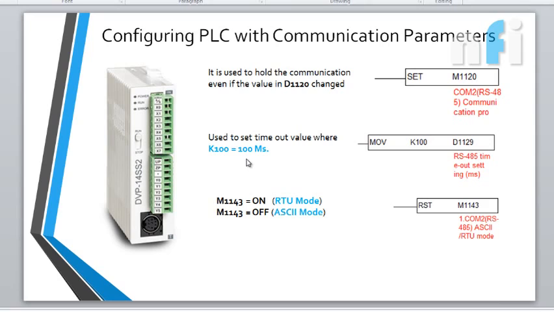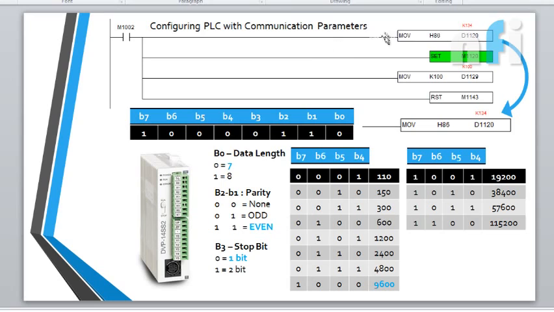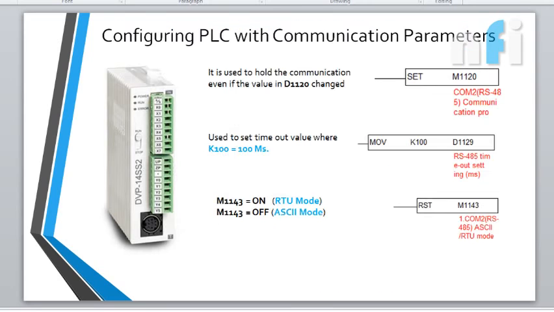Okay. Now comes memory bit M1143, which is again a default bit, which says that if it is on, then your mode is RTU. If it is off, it's ASCII. So our requirement is ASCII mode, so we have to reset that. So our first program, this length of program, has been defined. We have understood each and everything. Okay. Now let's move beyond.